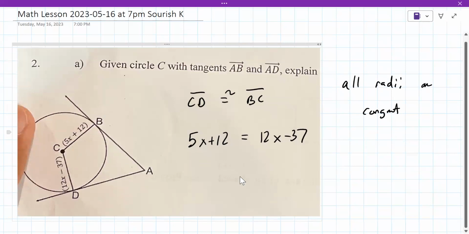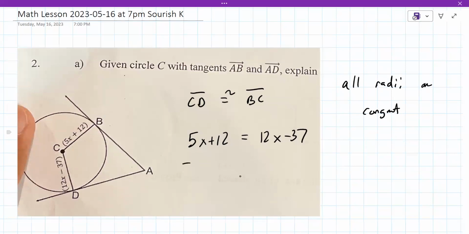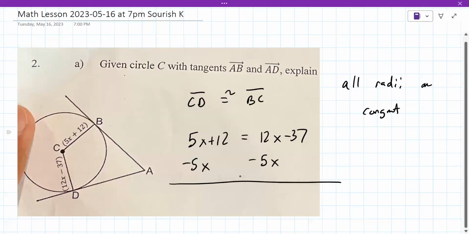So I'm going to suggest we subtract 5x from both sides. Okay. Should I write that all radii are congruent? No, you don't need to. Okay, let me just write that down. Yep, go ahead and write that down.